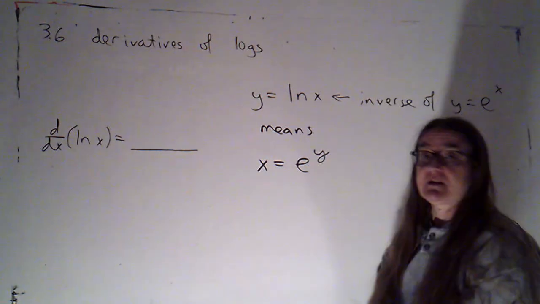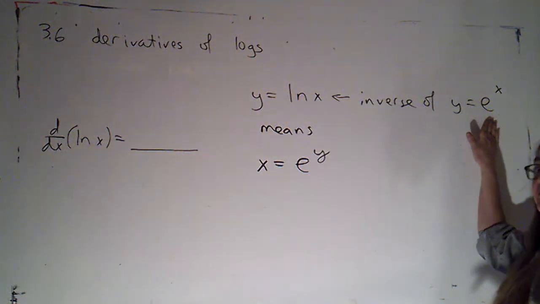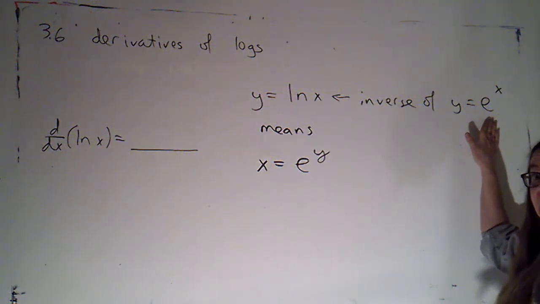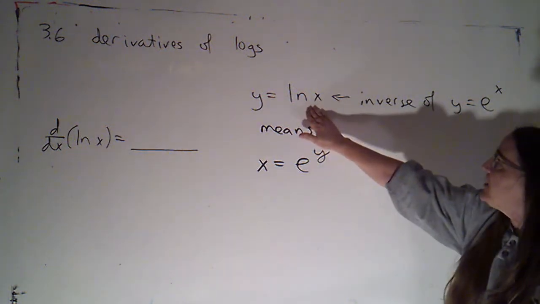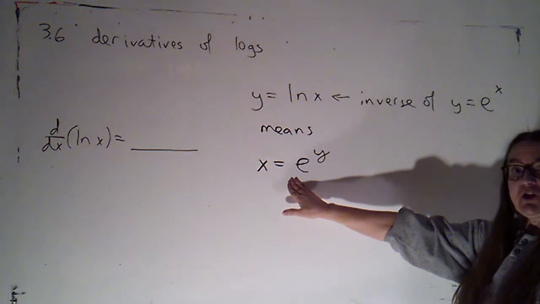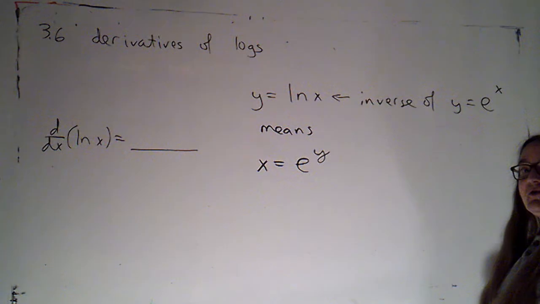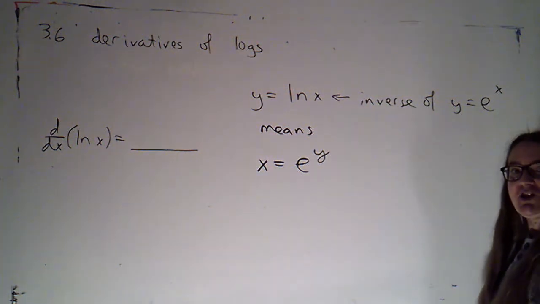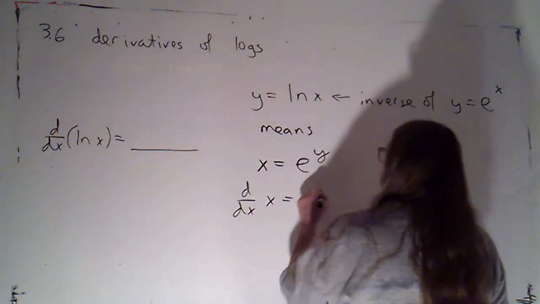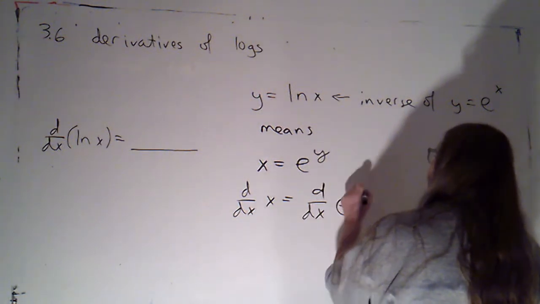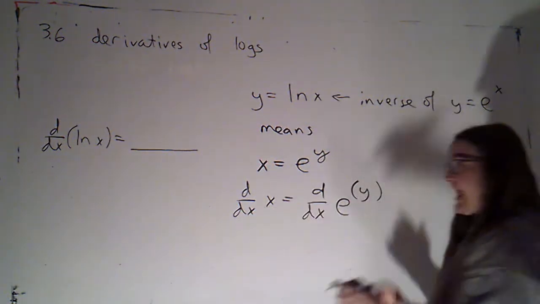Here, we don't need to restrict the domain. This is the inverse of this function, and I know the derivative of e to the x. So I'm going to be able to take advantage of the fact that I can rewrite this function by just switching the roles of x and y in my exponential function. I'm going to find the derivative by using implicit differentiation. So I'm going to say the derivative of x is equal to the derivative with respect to x of e to the y. Derivative of x is just 1.